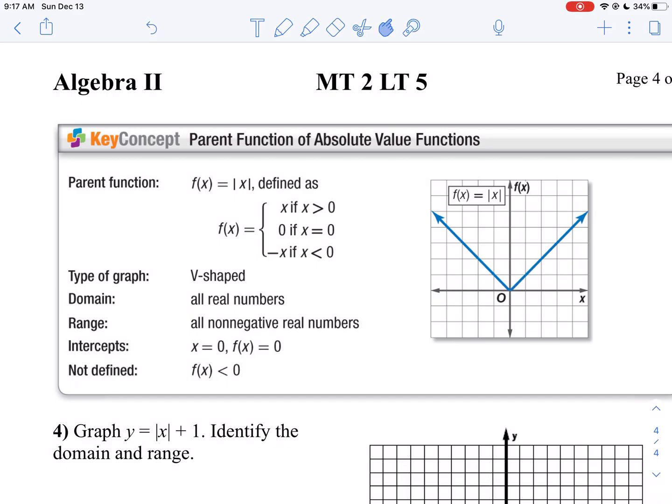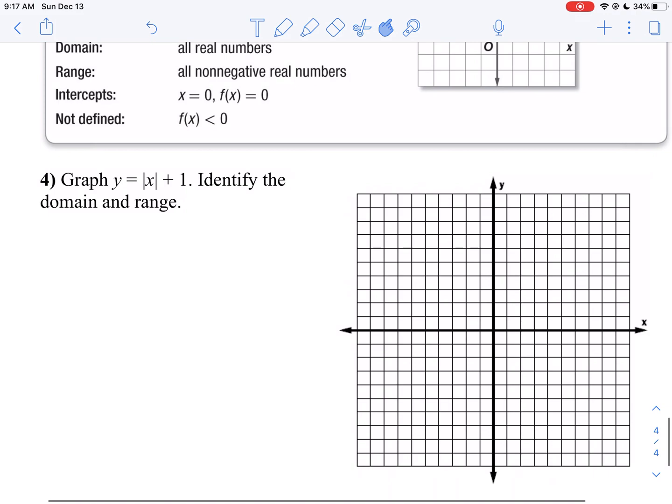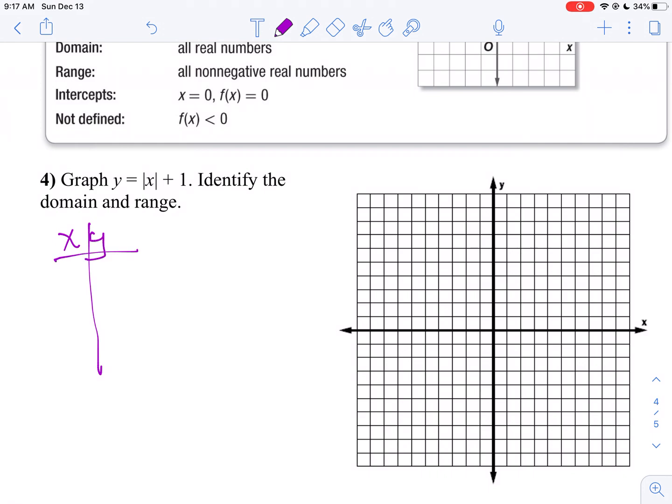So what happens is, if you don't know how to do it, always make a table. And I want the table when inside the absolute value is 0. Well, in this case, x would be 0. I'm going to put that right smack in the middle of my table. So I'm going to go 0, 1, and 2, -1, and -2. Well, if I replace x with 0, the absolute value of 0 is 0. 0 plus 1 is 1. So we're going to get 0, 1. That's going to be the vertex.